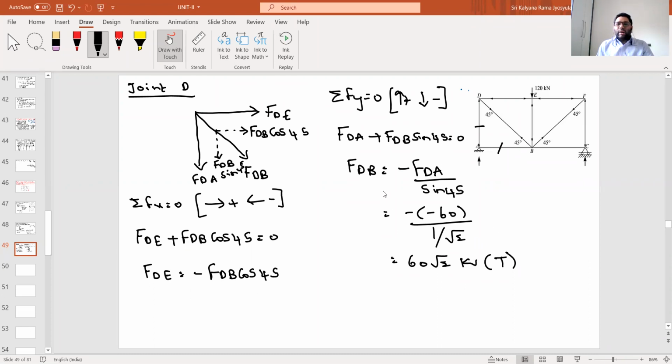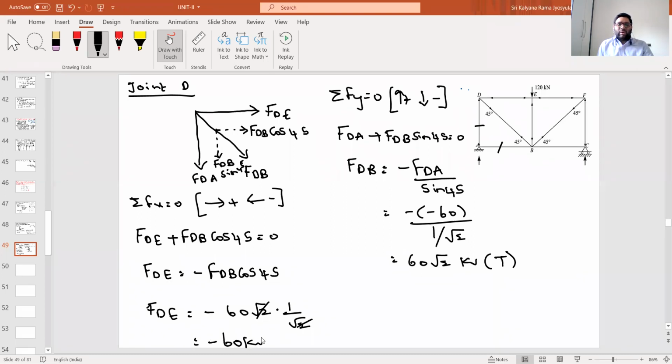So we already got FDB. Substitute it here. FDE is equal to minus of 60 root 2 into cos 45, 1 by root 2. Root 2 gets cancelled. That is equal to minus 60 kilonewton, or 60 kilonewton compression. So we are done with DB and DE. Now what is the only joint left? Joint E. We'll take joint E and try to solve.